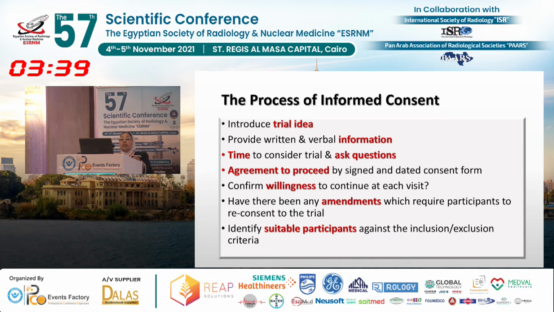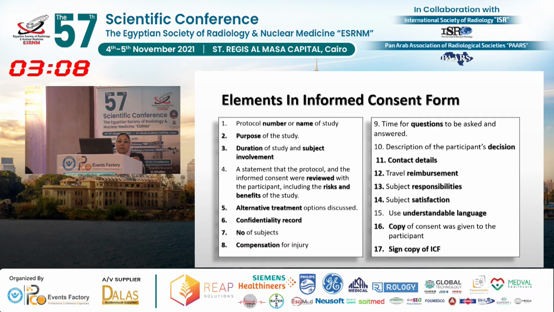The process of informed consent should include the introduction of the trial idea, the provided written or verbal information, time to consider and ask questions, agreement to proceed, and reconfirmation when needed. If there is an amendment that necessitates the consent of the trial, you have to take another consent or amend the original consent, and you have to identify the suitable participant according to the inclusion and exclusion criteria.